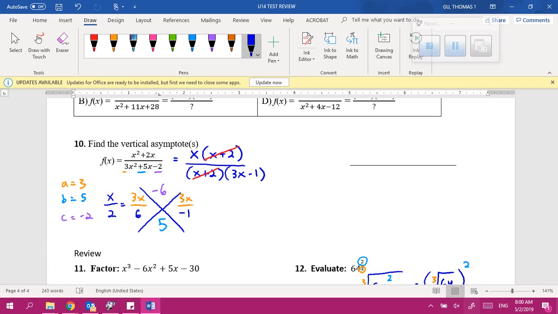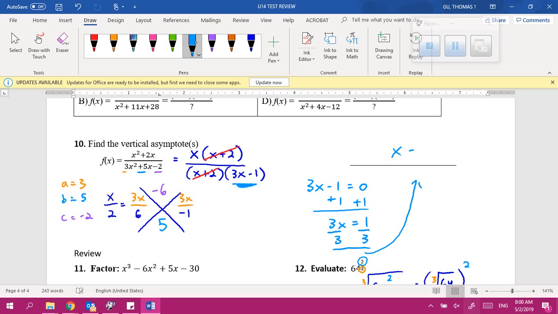And how would I find the vertical asymptote? What equation would I use to find the vertical asymptote? All right, the bottom factor, which is 3x minus 1. Set that equal to 0. Solve it by adding 1 to both sides. 3x equals 1. Divide by 3. And x equals 1 over 3. Right, x equals 1 over 3. And that is your vertical asymptote.